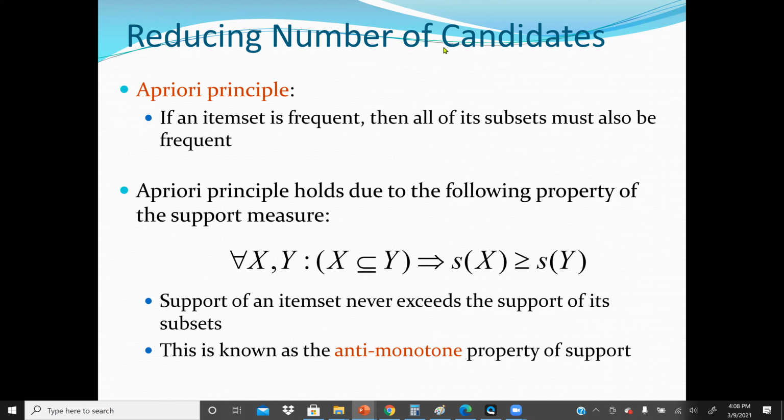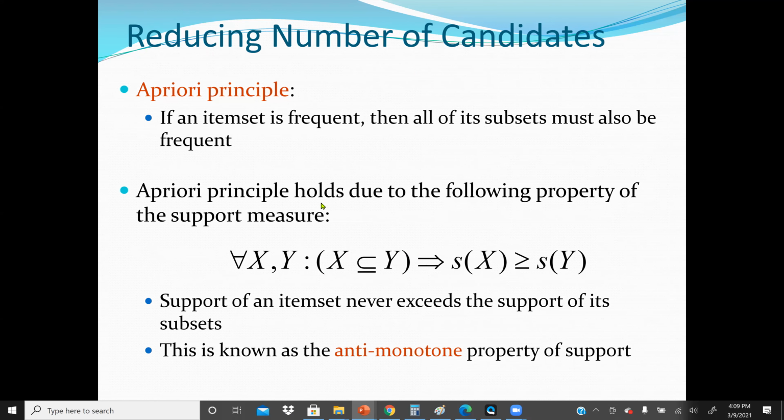So for reducing the number of candidates, we use what we call the Apriori principle. We are going to use Weka again to implement this concept. And also later in the class, we are going to use R. The R system also has a package for association rules, which is called the arules package. It has the apriori function. So if an item set is frequent, then all of its subsets must also be frequent. That's what the Apriori rule states.